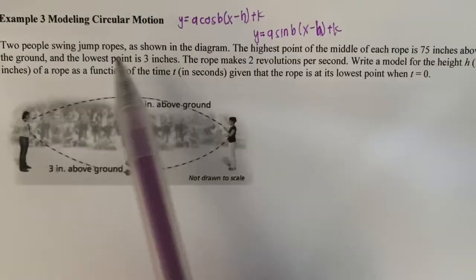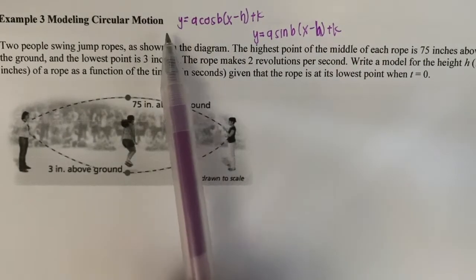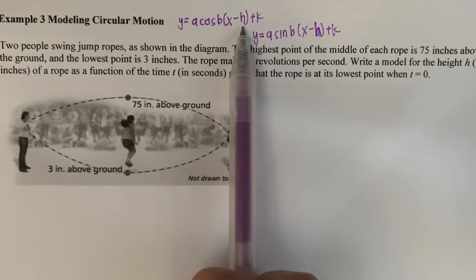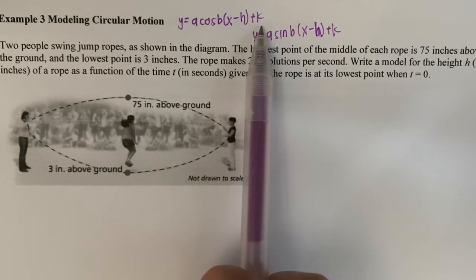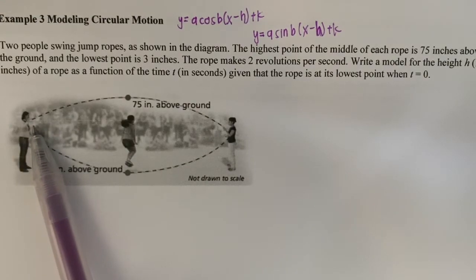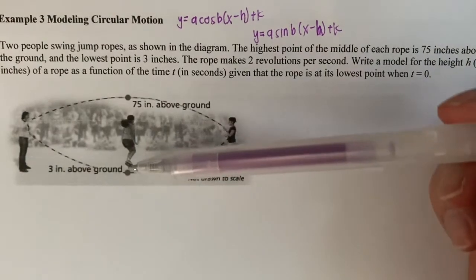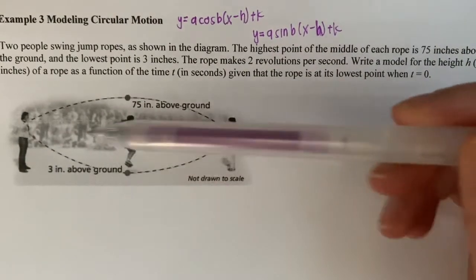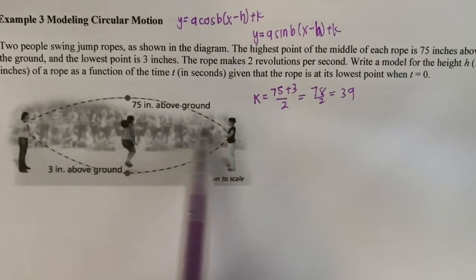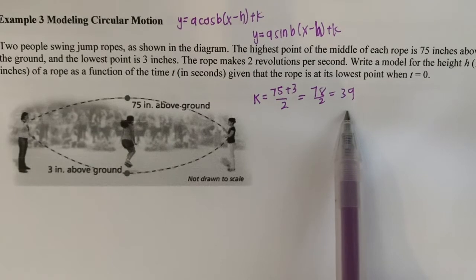Recall that we can model a sinusoidal function using either of these two, where a is the amplitude, b is the horizontal stretch or shrink, h is the horizontal translation, and k is our vertical translation. I'm going to first start off by finding the midline of the function. In order to find the midline, you take your minimum and your maximum, add them, and divide by 2. So the midline is going to be at y is equal to 39, so that tells us that our k value is going to be 39.